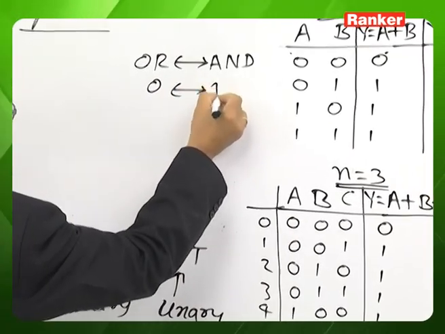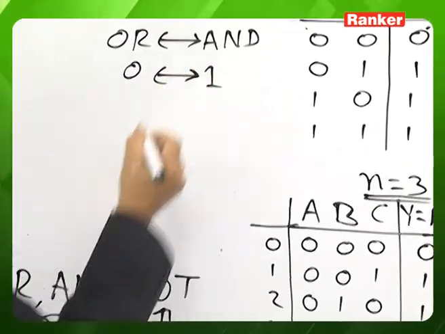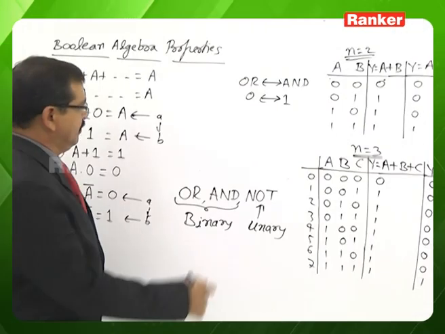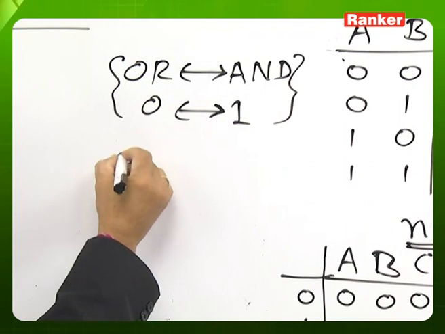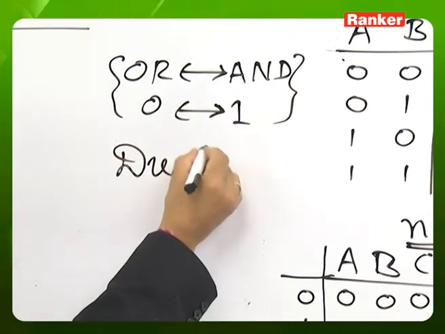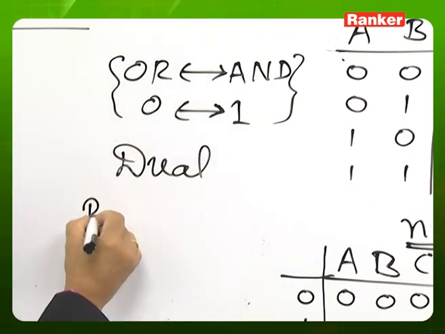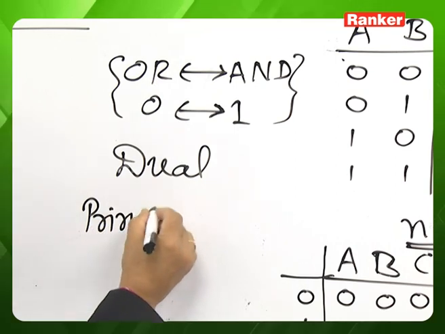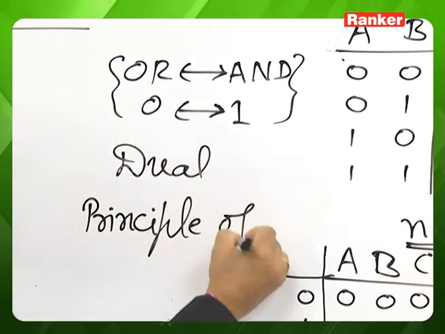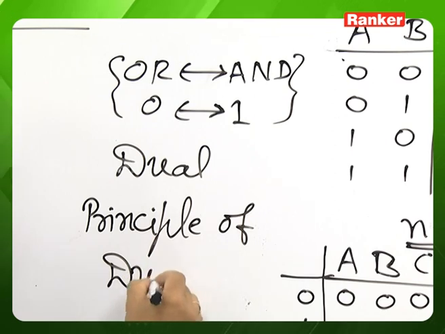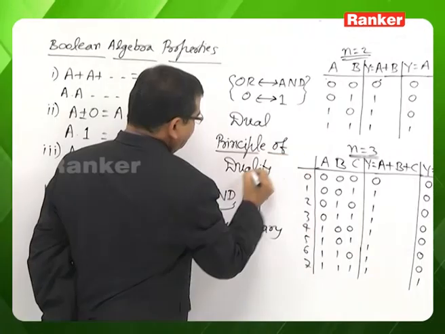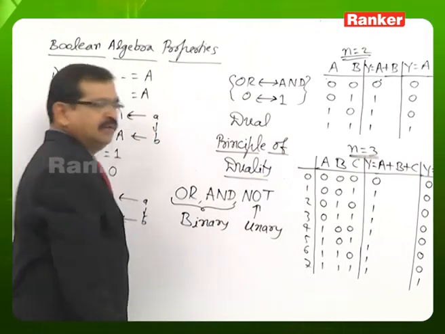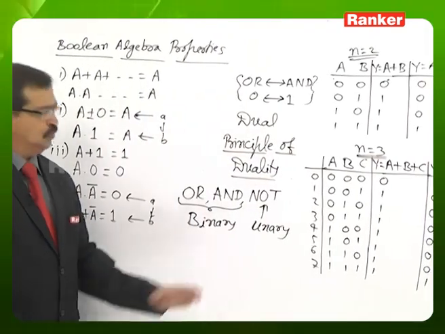Any pair of equations or expressions following this relation, such a pair we are naming a dual pair, and this property we are naming the principle of duality. It is one of the important properties. Generally, we will be looking at the questions using this property.